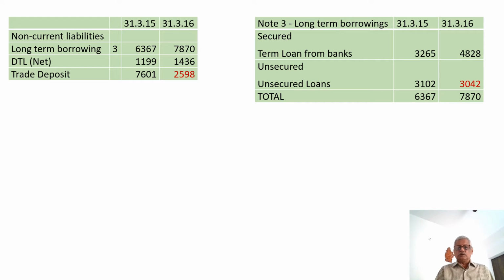Now coming to the non-current liability, there is an item called long-term borrowing 3, the details of which are separately given, of which one is a secured term loan from bank. The second one is an unsecured loan, that is, no security is given. If you look at the figures of both the years, you find that the term loan from bank had increased from 32.65 crore to 48.28 crore.